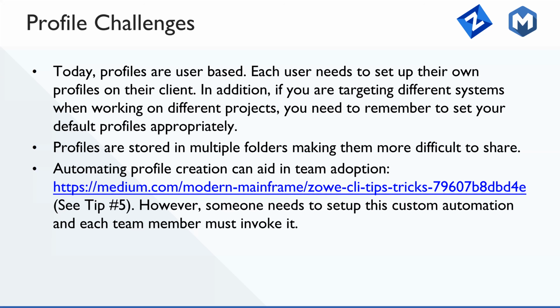And there have been workarounds we've seen in the field. I proposed one as well as part of this blog I listed, in that you could automate profile creation. And that's what I'm currently doing for my projects, so that when I pull a project down from GitHub, I just have to run a script that'll orient my client to the services I need to interact with when working on that project. The problem with this is somebody has to set up that custom automation, and then every time a team member wants to use it after they pull it from GitHub, they have to run the automation to reorient their client to the appropriate services.